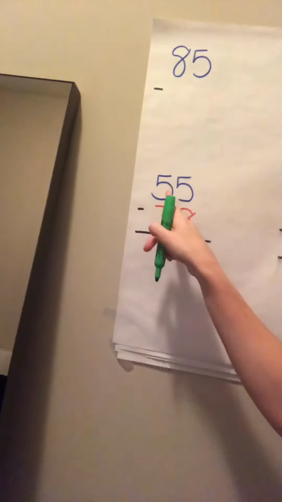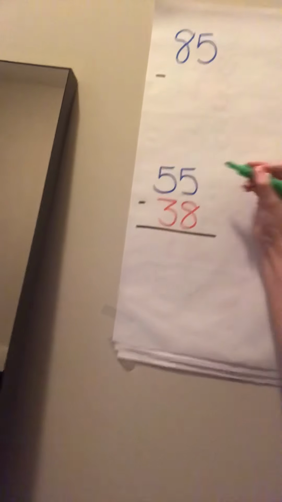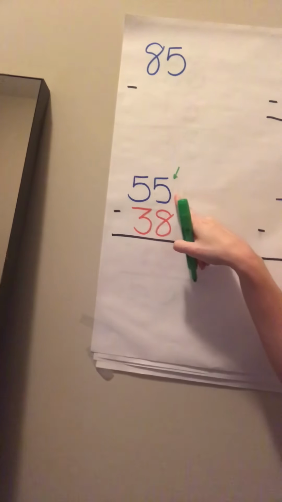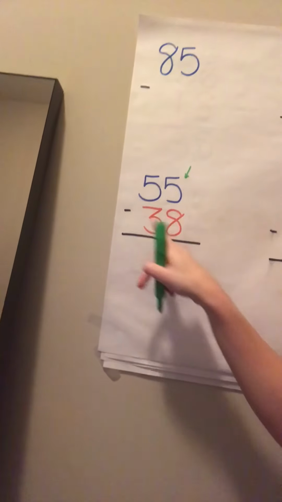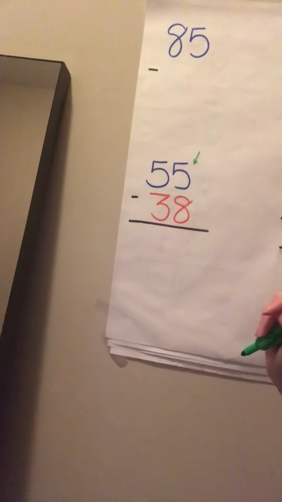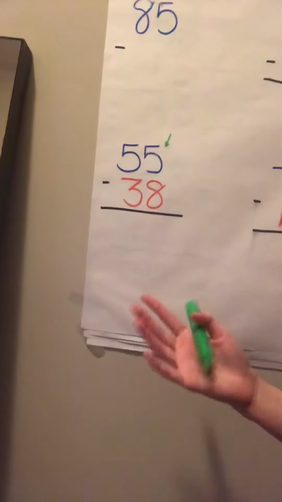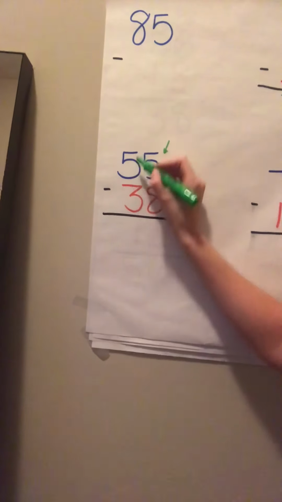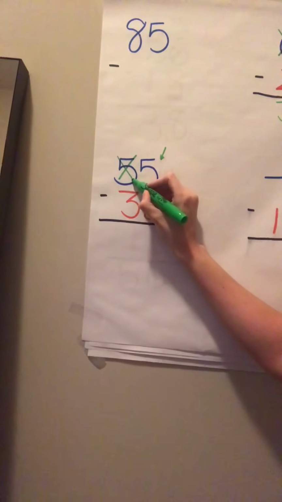All right, we have 55 minus 38. Again, we always come to the right side and go to our ones place first. So we have 5 minus 8. So if you have 5 of something, are you able to take 8 away? No, we don't have enough. So again, we have to go borrow from our next door neighbor the 10s. So we're going to change our 5 and borrow a 10.